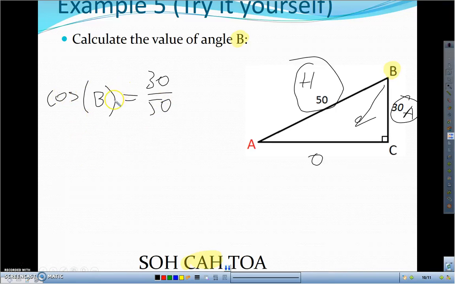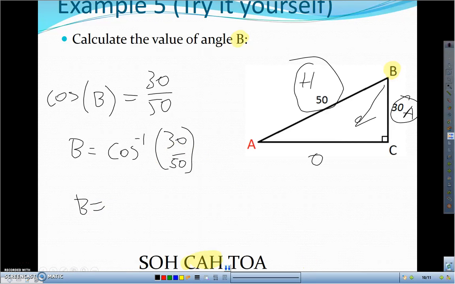To get the cosine over, it is cosine inverse. B is equal to cosine inverse of 30 over 50. B is equal to, using our trusty calculator, 53.1 degrees. And that is this angle here.